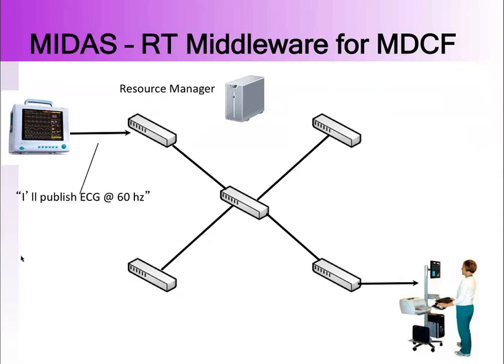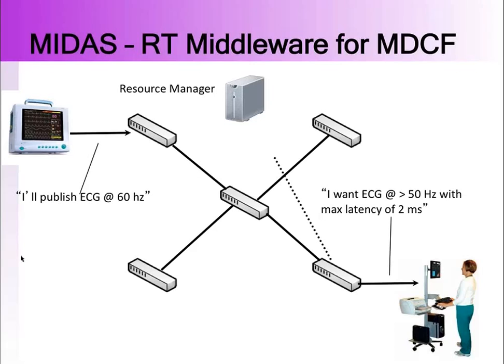And so then once that happens, you may then on the app side have a situation where the clinician comes in and launches the app, and the app might say as part of its requirements, I want an ECG data stream that comes at least 50 hertz with a max latency of 2 milliseconds, right? And so that information is also forwarded to the resource manager, and the resource manager configures the switches on the network as appropriate.